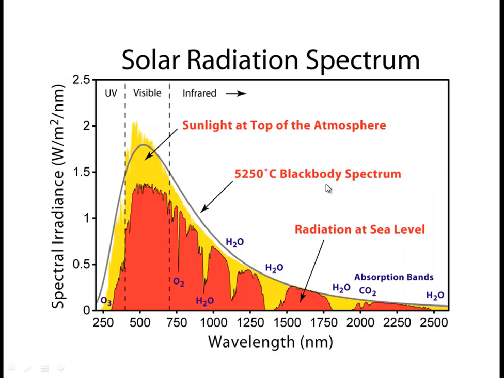Interesting stuff. If you want to know what our sun is like, here's wavelength on the x-axis in nanometers. Between these two dashed lines is the visible part of the spectrum, and the yellow profile is the intensity curve for sunlight received above the atmosphere of the Earth, before it goes through the atmosphere. The red profile is the intensity curve at sea level after the sunlight has filtered through the atmosphere.